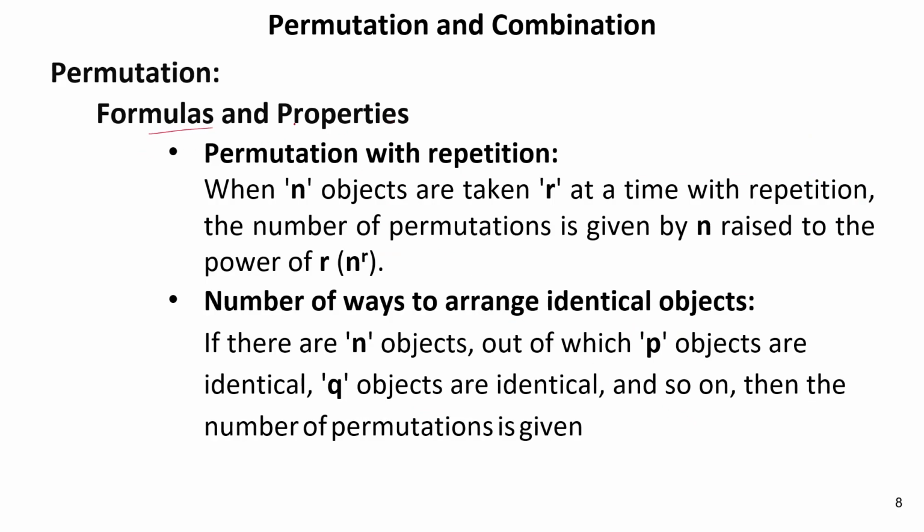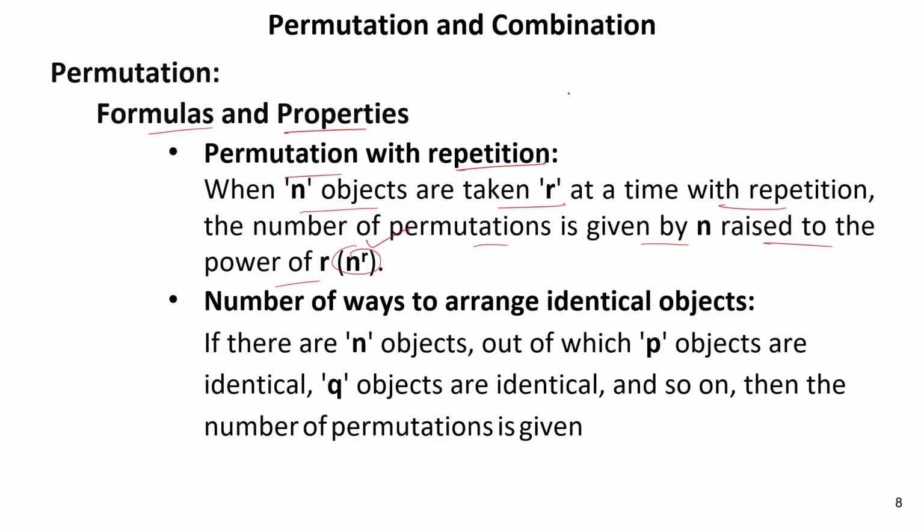So let's try to see formulas and properties. Permutation with repetition: when n objects are taken r at a time with repetition, the number of permutations is given by n raised to power r.